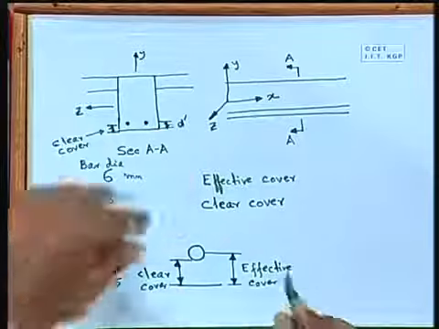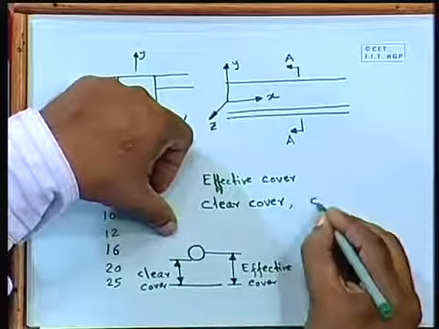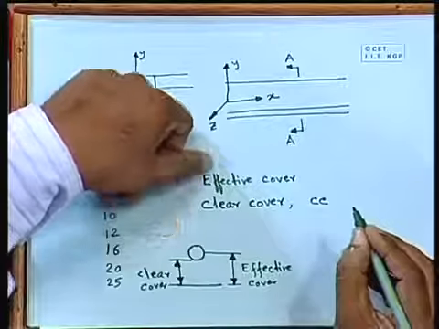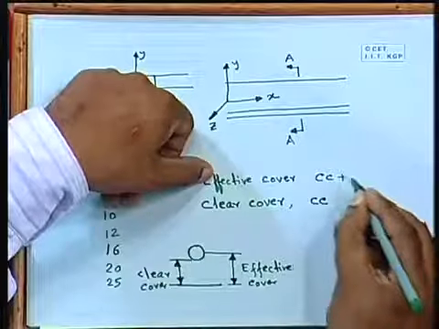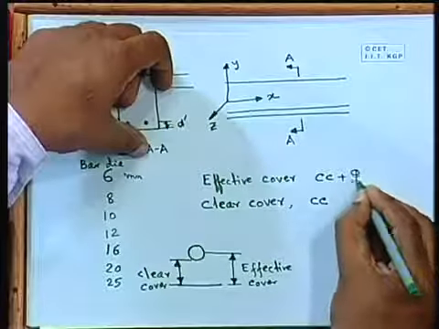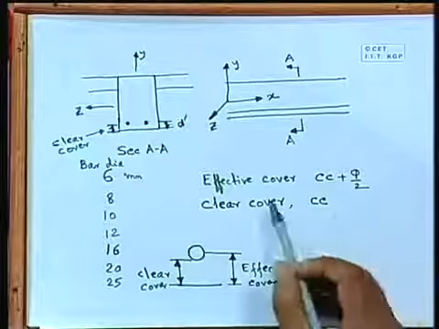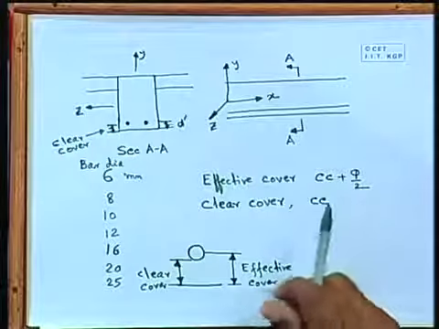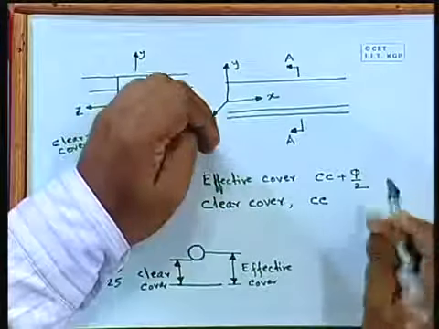So what we can do here is, if we say clear cover is CC, then effective cover will be CC plus half of the diameter of the bar, so phi by 2. Whenever we calculate effective cover and clear cover, we shall make it like that. We shall come to it in detail at the time of design.